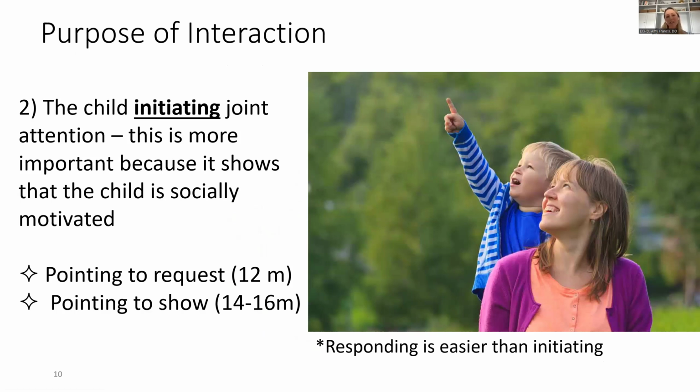Initiating joint attention is a little bit more difficult for kids, right? Because it is more socially motivated. At 12 months, a child will point to request, right? And I'm talking an isolated point, one finger, not a reach with an open hand, not taking your parent's hand and putting it near the object. It's an isolated point, distal point. And then by 14 to 16 months, they'll point to show, okay? Responding, the previous slide, is easier than initiating, right? Because of that social piece. Okay, next slide.